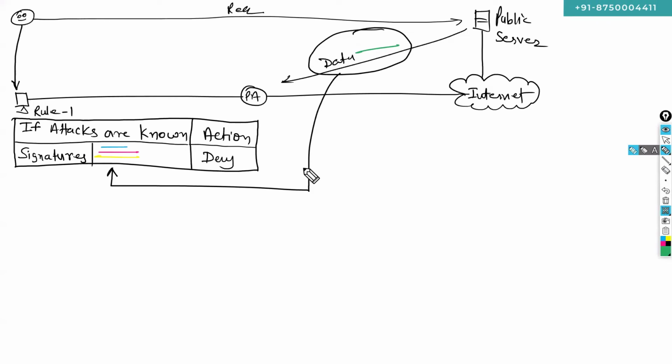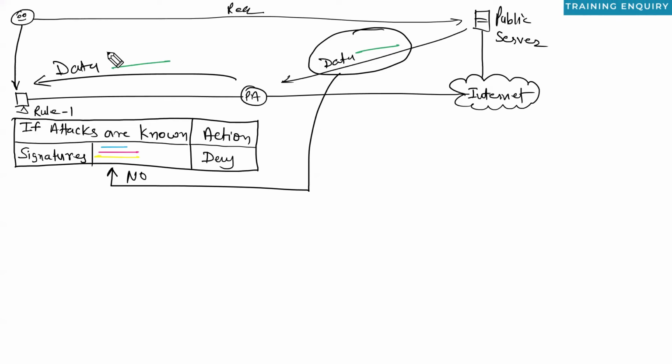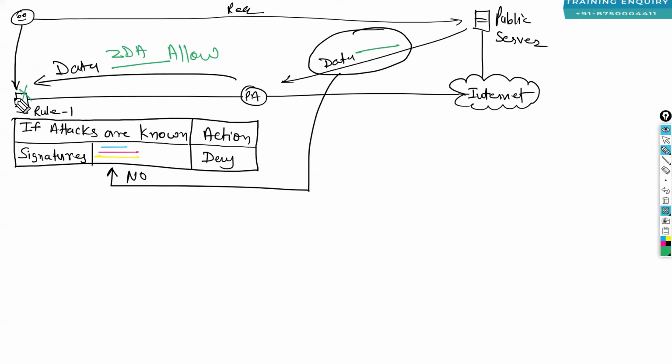The firewall will match the data with known attacks. At this time, this pattern is not matching with our database. If it is not matching, then the data with the unknown attack, or data with ZDA, is allowed here. Now this host will be compromised, or this host will go down.